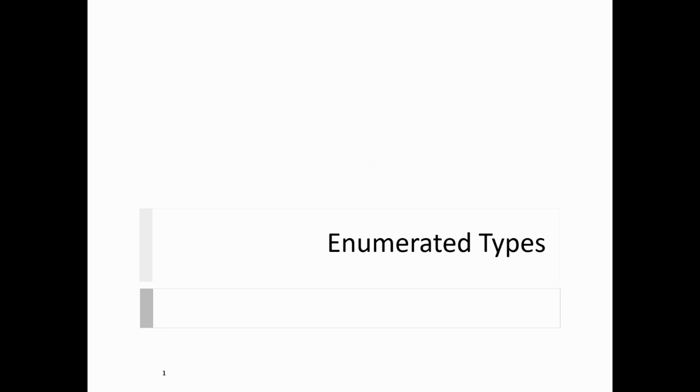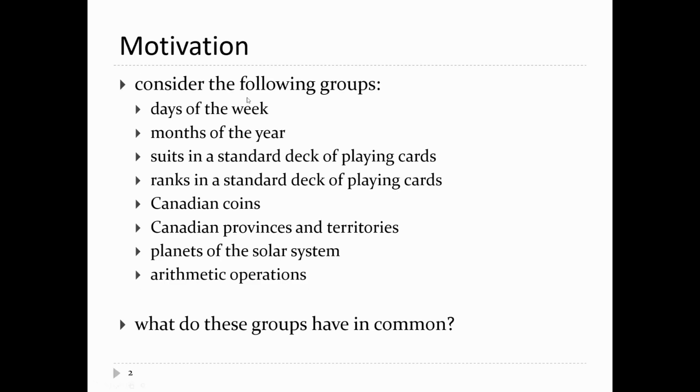Okay, so enumerated types. I've got a list of examples here, and it seems like there's no relationship between them, but in fact, there is. We've got the days of the week, the months of the year, suits and ranks in a standard deck of playing cards, Canadian coins, provinces and territories, planets of the solar system, arithmetic operations, the list goes on and on.